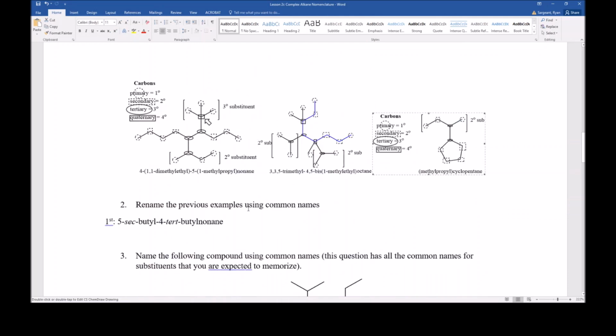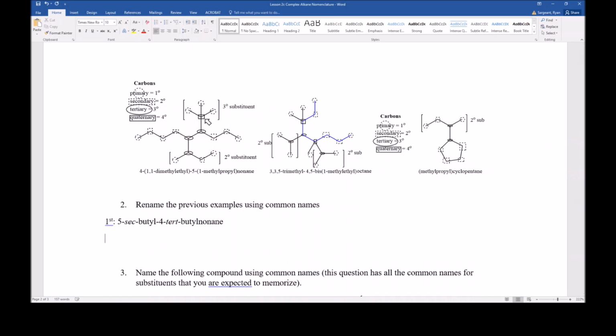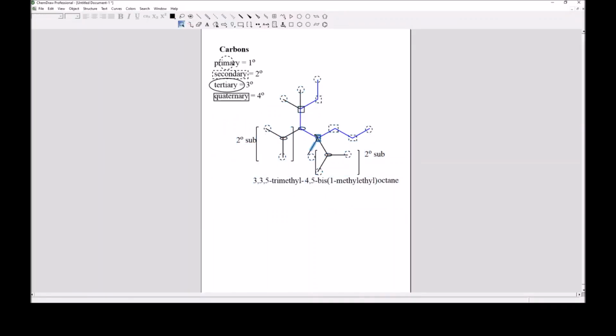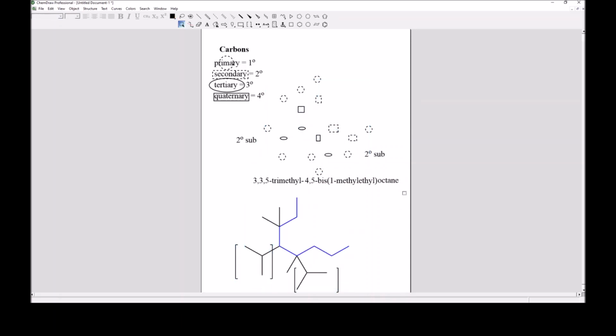All right, so now let's rename all of these compounds using common names. And this gets pretty easy, actually. You'll find that common names are much more user-friendly when you have complicated compounds than the systematic names are. So for this one right here, I'll go ahead and grab this compound and then drop it down here so I can clean everything up.